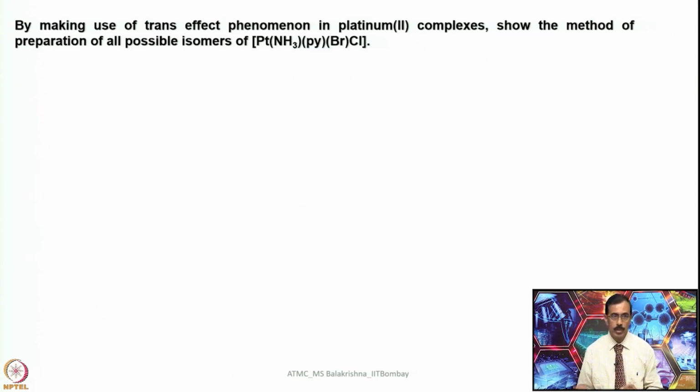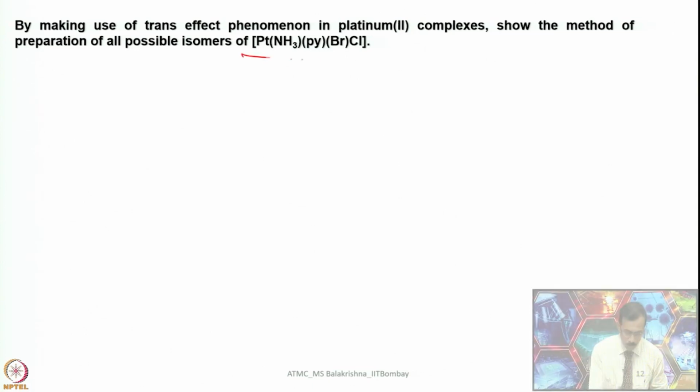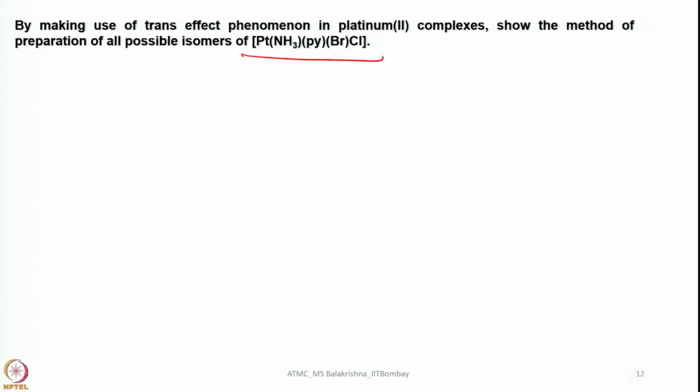So, now let us look into the preparation of all possible isomers of this compound here, and in this case we have ammonia, we have pyridine, we have bromide and one chloride. So, that means 2 anionic ligands are there and 2 neutral ligands are there, one is ammonia, one is pyridine. So, let us see how we can make it. Let us start with the trichloroamine platinum anionic complex to begin with.